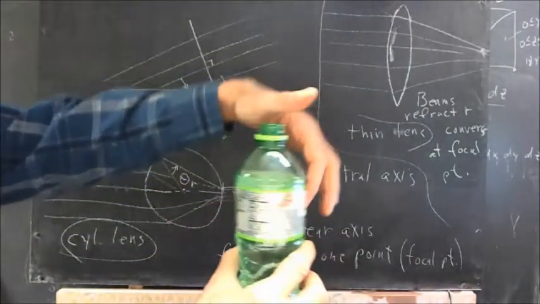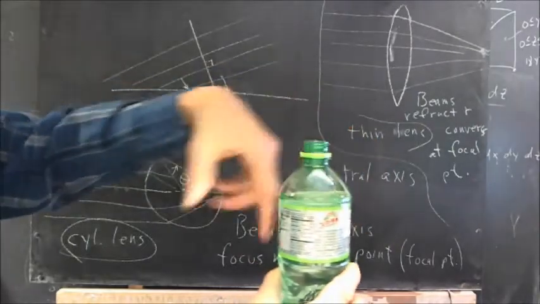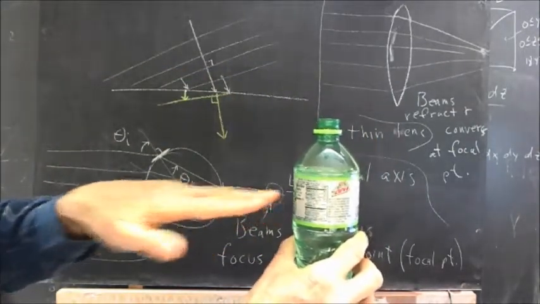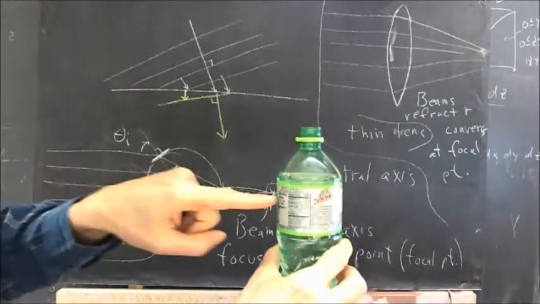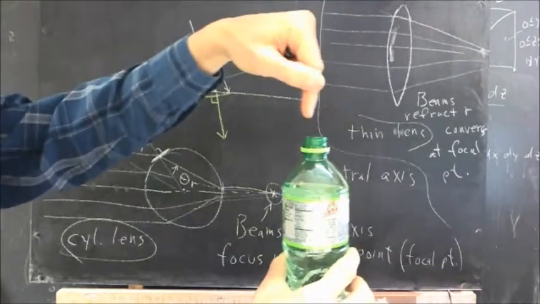If we remove the label and clean off the cylindrical part of this bottle and run light through the bottle, it's going to be refracted. Okay, if we run beams of light in this direction through the bottle, it'll be refracted. Now let's take a look at what we see from above.